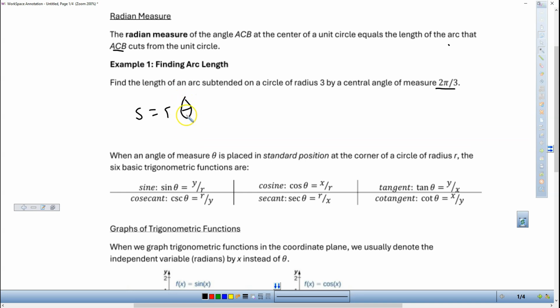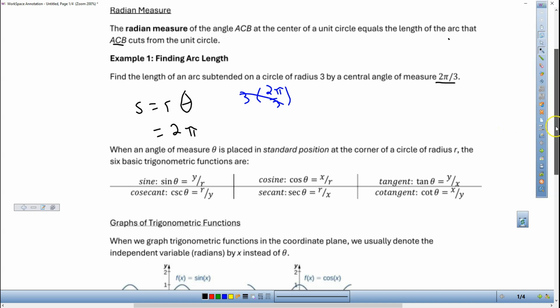Now, theta, of course, is the measurement of the angle, and we have already been given that as 2 pi over 3, and our radius is 3, so we can just go ahead and plug in these values. So this is going to be 3 times 2 pi over 3, and with some very simple math here, we know that these 3's are going to cancel, so our s should equal simply 2 pi.